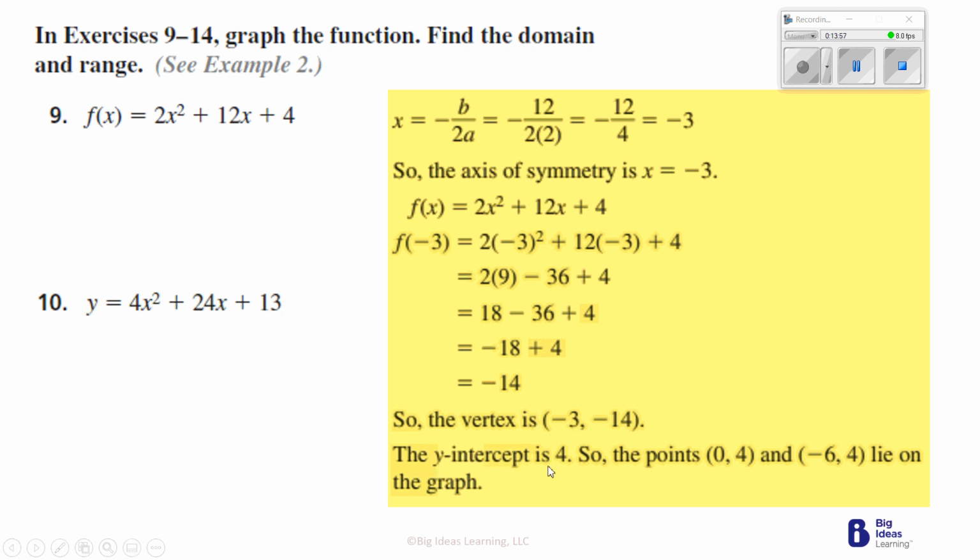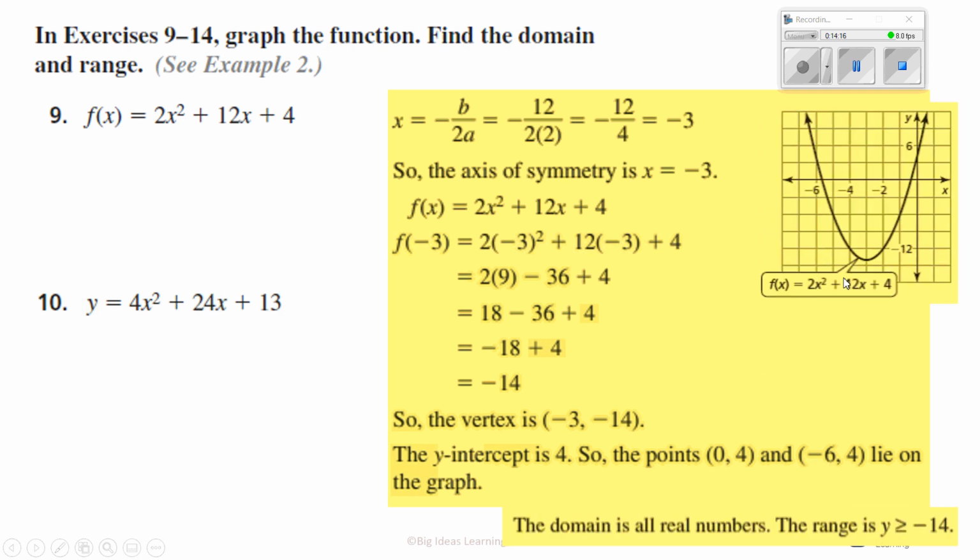So the y-intercept is 4, right? We know that because right here it shows it. And then the points are 0, 4, and then negative 6 and 4, right? And just look right here. We said that the axis of symmetry was negative 3. We said our vertex was negative 3 and negative 14. So that's way down here.